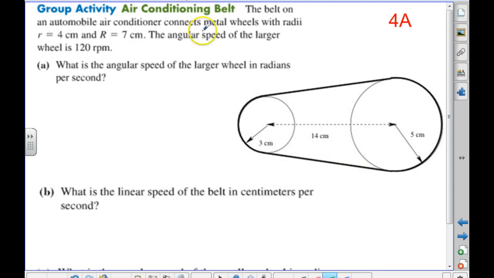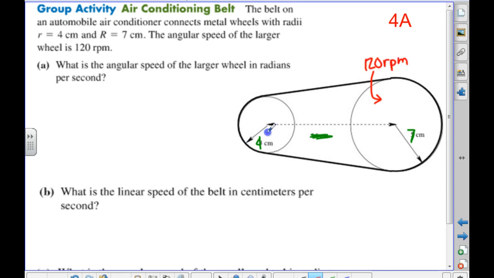On our particular air conditioner, automobile air conditioner, the smaller one has a radius of 4 centimeters. Well, the labels were right. We don't care about how far apart they are. But the bigger one has a 7 centimeter radius, okay? What is the other thing that we know? 120 RPM. Okay, this one is turning 120 RPMs.